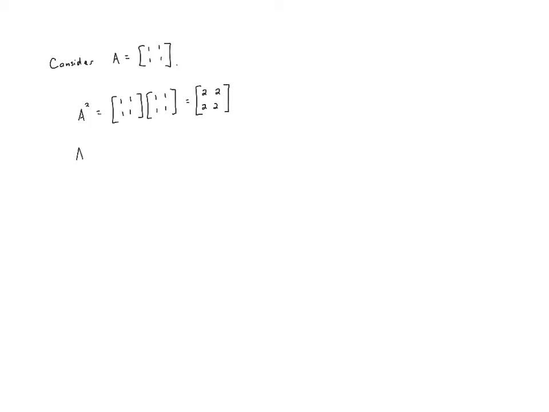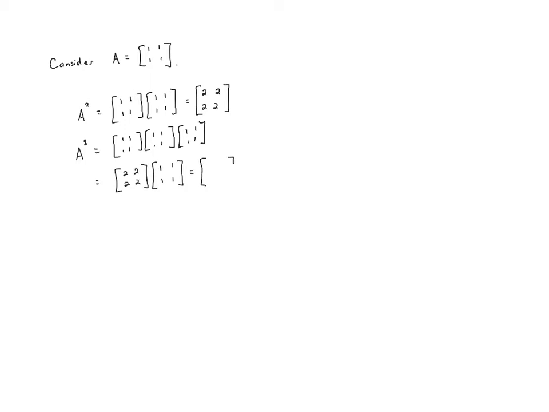Now, let's take a look at A cubed. A cubed is A times A times A. So 1, 1, 1, 1 times 1, 1, 1, 1 times 1, 1, 1, 1. We've already actually taken the product of the first two matrices. We know that we end up with 2, 2, 2, 2. And so now we just need to multiply that by 1, 1, 1, 1 to end up with A cubed.